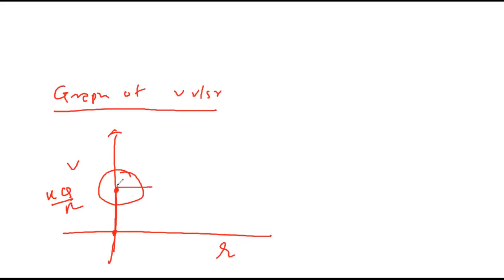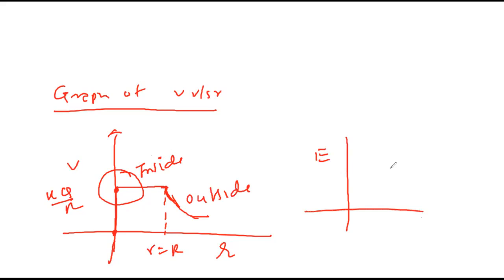Then it remains constant anywhere inside, till r equals R. Then it becomes inversely proportional outside. So this is the graph for inside and this one is the graph for outside. Exactly the same, if it is E versus r, inside it will be 0 till r equals R, then it will come like this outside. And on the surface it will become maximum, which is kq upon R square.